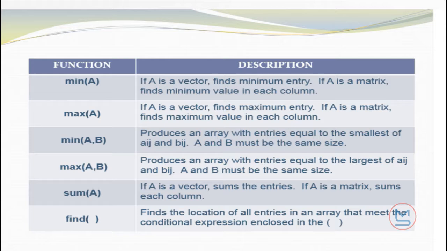If I compare two matrices, as long as they are the same size, min of A comma B will produce a matrix that contains the minimum of the corresponding entries between A and B, and max A comma B does the same thing. If A is a vector, sum of A will sum all of the entries in that vector. If A is a matrix, sum will actually sum down each column. And finally, find is going to find the location of all entries in an array that meet a certain conditional expression that will be enclosed within the parentheses.